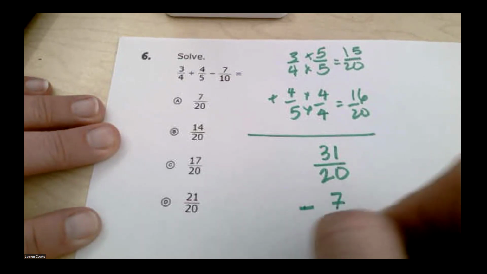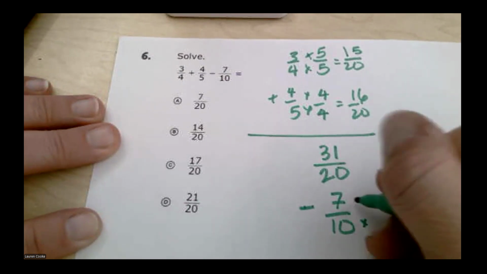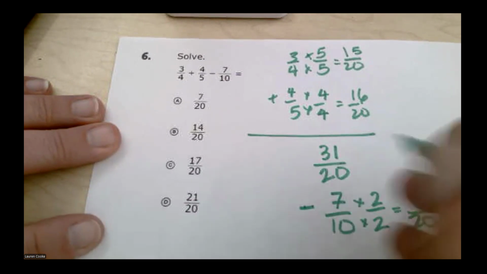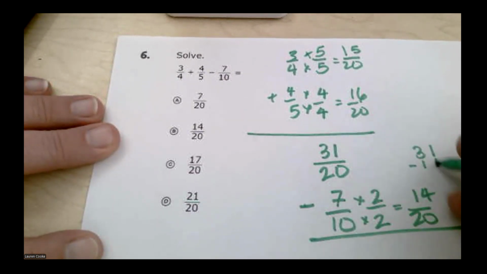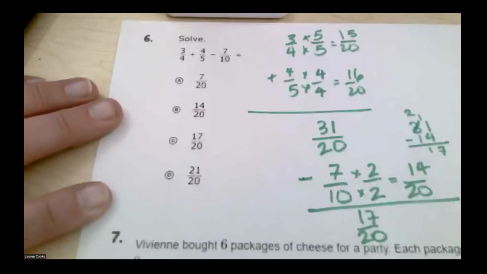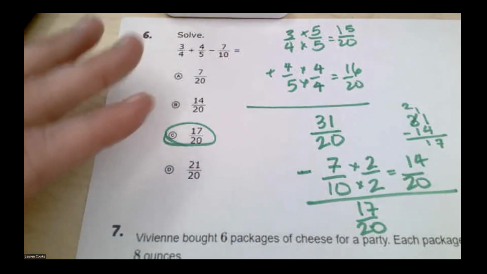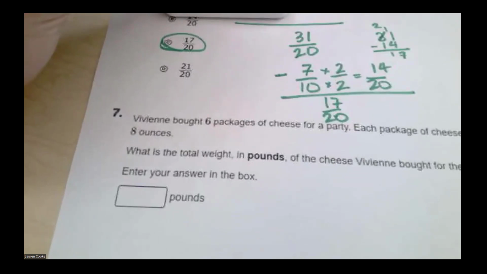I'm just going to leave it like that because I'm going to take 7/10 away. And 7/10, but that's going to have to be 20 also, times fraction bar. 20 divided by 10 is 2, goose, gander. And now I am subtracting. 31 minus 14, I have to borrow. And I have 17/20 left. And that's C. Okay, just do one thing at a time. You can only operate one thing at a time also, like just how it goes.